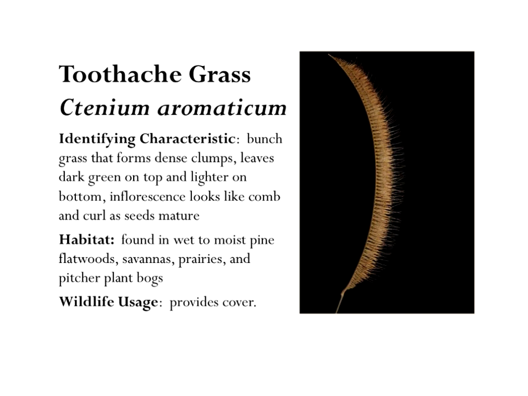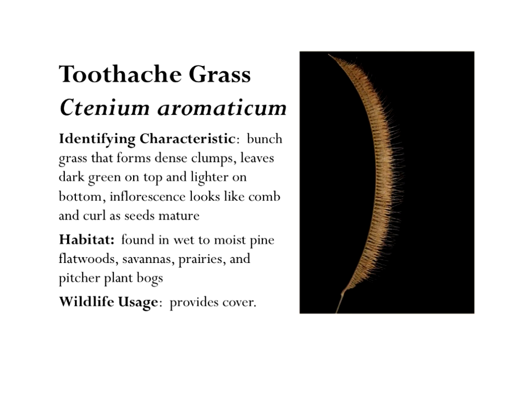Toothache grass, this is a great one for those more mesic, wetter sites. You usually find it growing in wet to moist pine flatwoods, savannas, prairies, and pitcher plant bogs. If you've got a wetter site, this would be a good grass to include in your seed mixes.